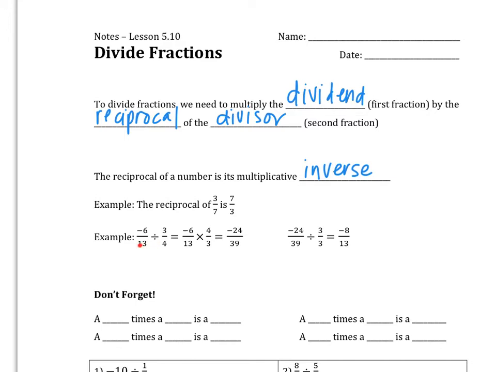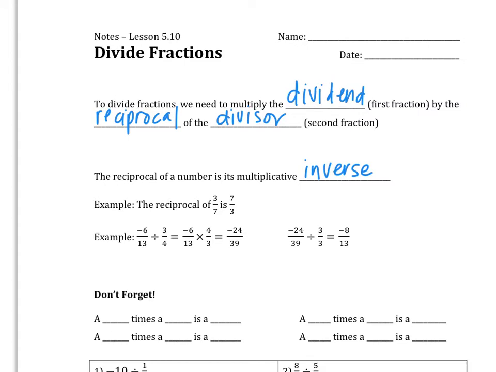So here is an example. -6/13 divided by 3/4. I keep this one the same. This is the first fraction, the dividend. I change my division to a multiplication sign, and then I multiply it by the inverse of this second fraction. So all I do is change my function, which is now multiplying rather than dividing, and then I do the inverse of it. After that, I just multiply straight across. Then it's just like regular multiplying of fractions.